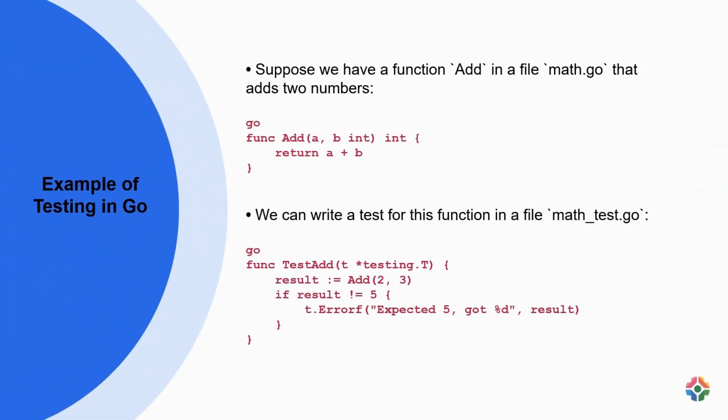The provided code showcases a basic Go function named add within the math.go file that simply adds two integer numbers. Additionally, a corresponding test is illustrated in the math_test.go file to verify the correctness of the add function. The test includes an assertion to compare the result of adding 2 and 3 with the expected output of 5. If the result does not match the expectation, an error message is generated.